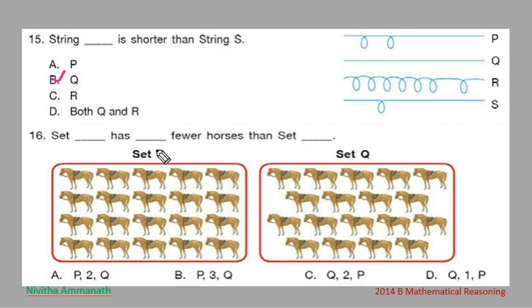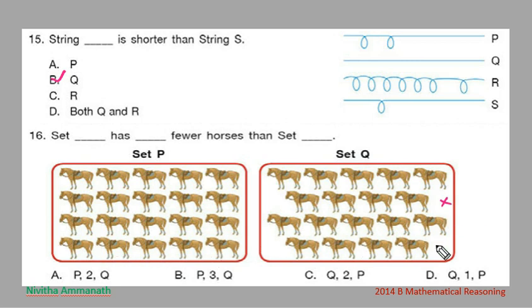Set dash has dash fewer horses than set dash. In this, here 1, 2, 3, 4, 5. Here also 5. Here 4. Here 1 missing. So here 1 missing and here 5.